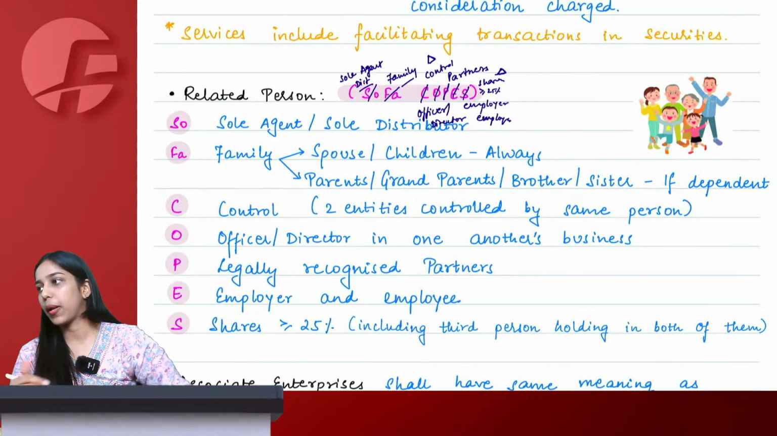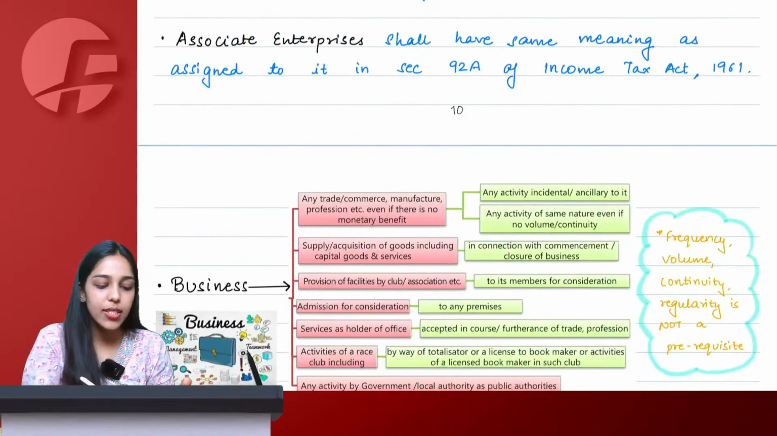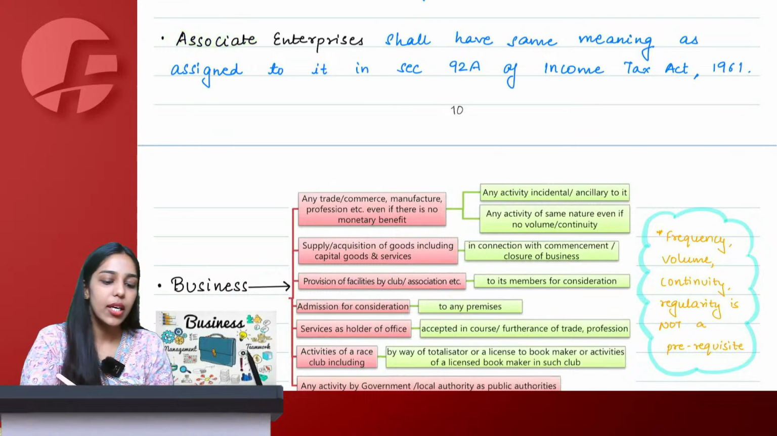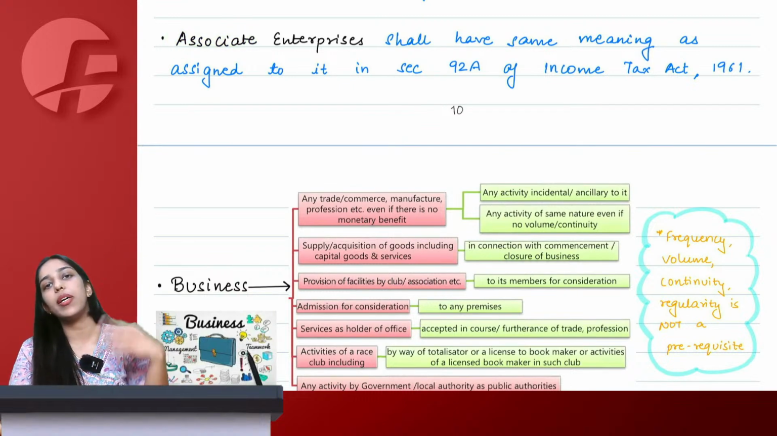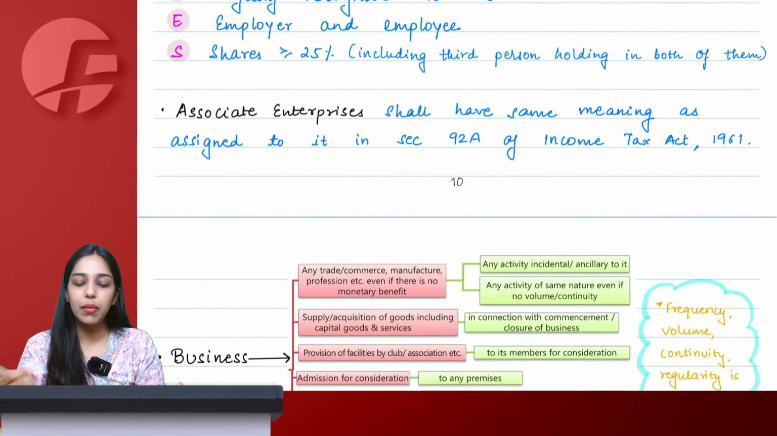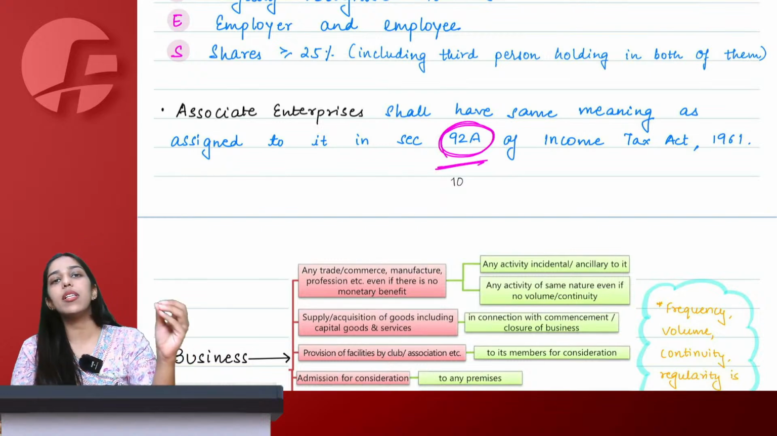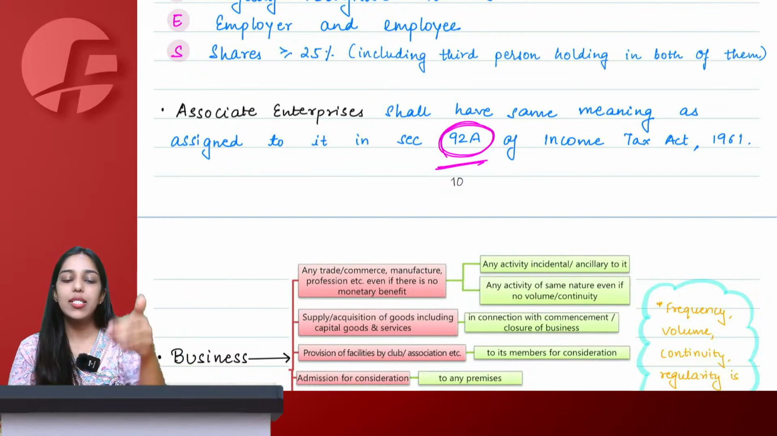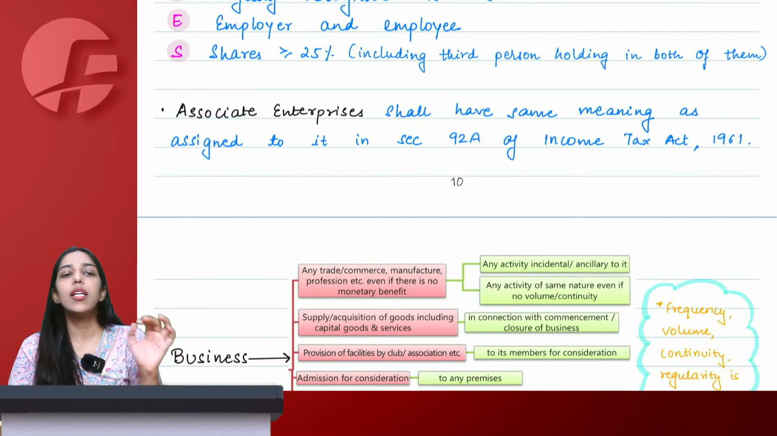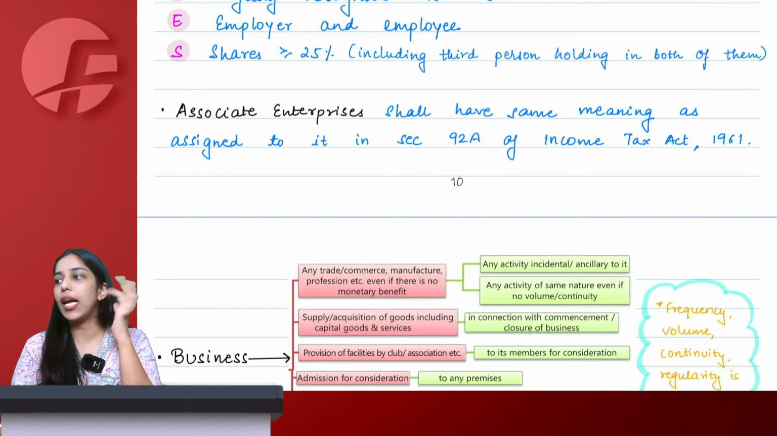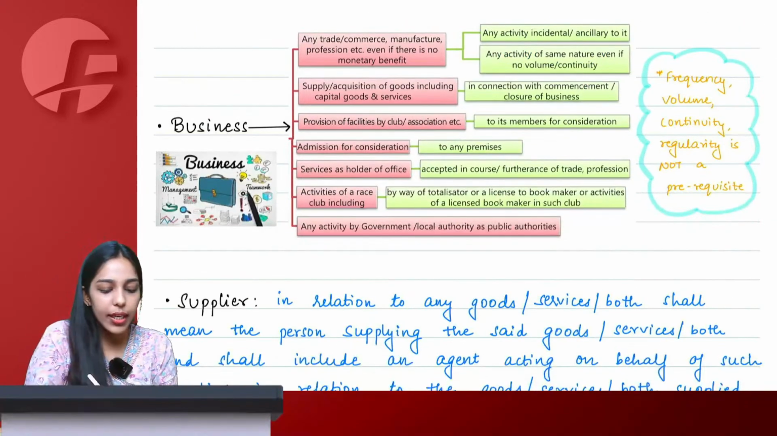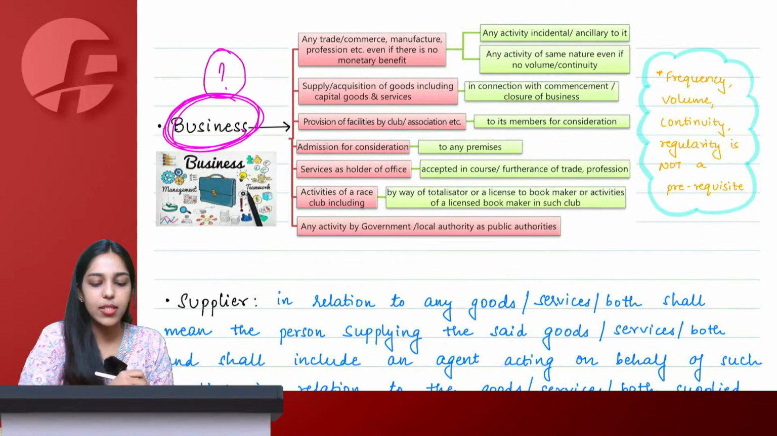Okay, chalo. Covered. Associate enterprise. What is the meaning of associate enterprise? Nothing. The same meaning that you understand in direct tax and income tax. So you study transfer pricing in income tax section 92A. Whatever is the meaning of associate enterprise there is the same meaning of associate enterprise here. No requirement to remember this. The question will give you some kind of a hint that these are associate enterprises. Then we talk about what is a business.